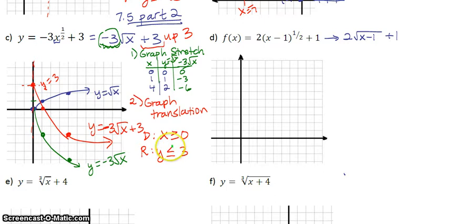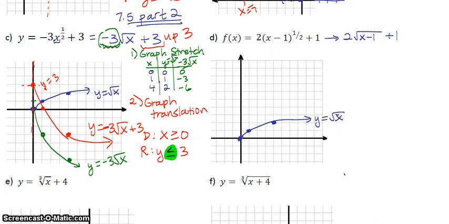Notice how this is not anything that we've done yet before, so that's new. Now it's less than instead of greater than. Alright, for example D, I'm going to do the same process. So step 1, I'm going to graph my parent function. (0, 0), (1, 1), and (4, 2) are the 3 critical points for my parent function.